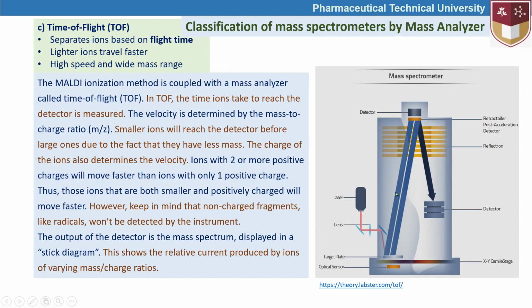However, we have to keep in mind that non-charged fragments like radicals won't be detected by time of flight. By TOF, we can identify only charged mass over charge particles. The output of the detector is the mass spectrum, displayed in a stick diagram. This shows the relative current produced by ions of varying mass to charge ratios.